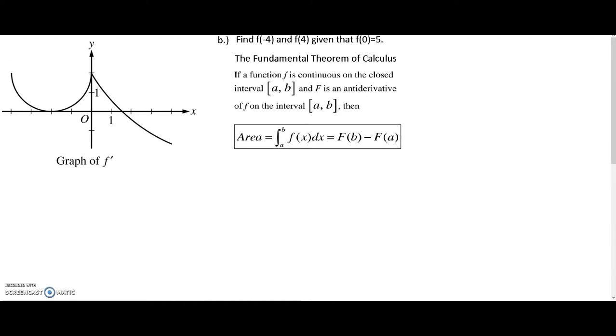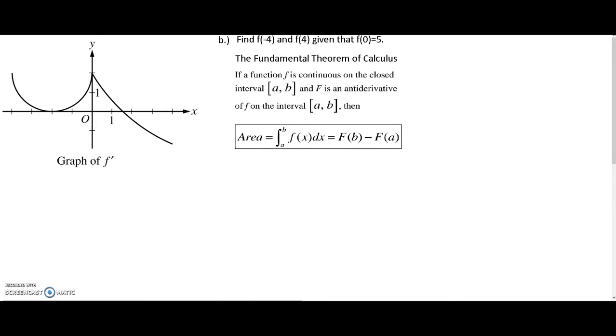So for this question, we need to know the fundamental theorem of calculus, which is, if a function f is continuous on a closed interval from a to b, and capital F is an antiderivative of f on the interval from a to b, then the area equals the definite integral from a to b of f of x dx, which is capital F of b minus capital F of a.